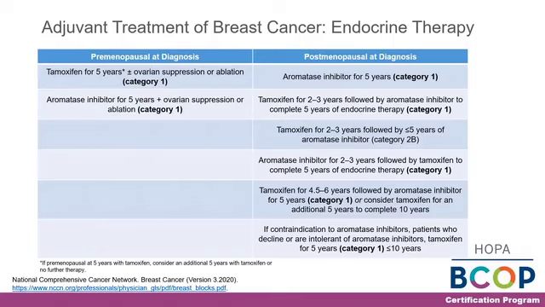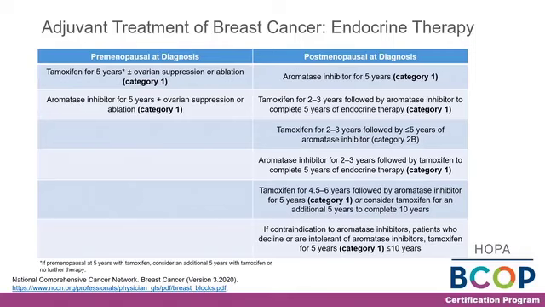considering an additional 5 years based on the ATLAS and aTTom trials, which I will discuss a little bit later in the webinar, or an aromatase inhibitor for 5 years with ovarian suppression or ablation, which is a more recent recommendation based on the SOFT and TEXT studies that I will also discuss a little bit further into the webinar.